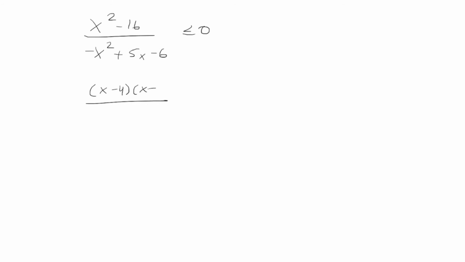Last one, we have a rational function. The numerator is x squared minus 16. Denominator is negative x squared plus 5x minus 6. We want to see when this is less than or equal to 0. In order to do this, you want to factor the top and the bottom. Get (x minus 4)(x plus 4). And then negative (x plus 3)(x minus 2). Set each one of these factors equal to 0. So you get 4, negative 4, 3, and 2.